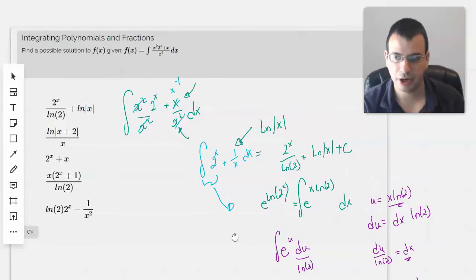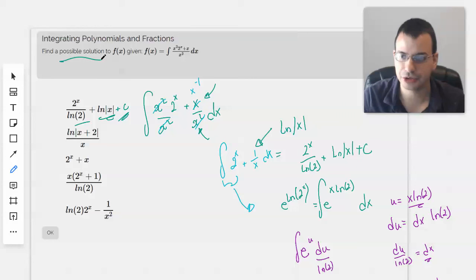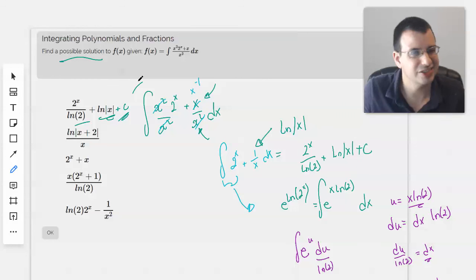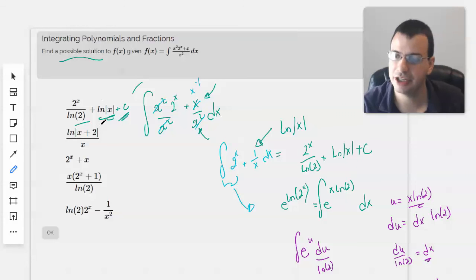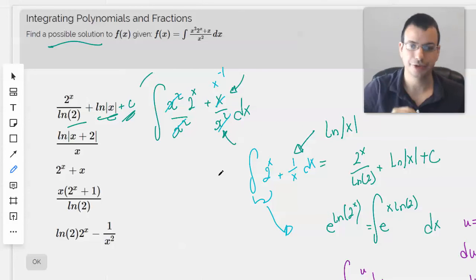Look over here at our possible answers, and 2 to the x over natural log of 2 plus natural log of x. Sounds good. And the reason that plus c is left off is because this is asked for a possible solution. So I guess if c equaled 0, this would be a possible solution. And so the idea here is, yep, that's correct.